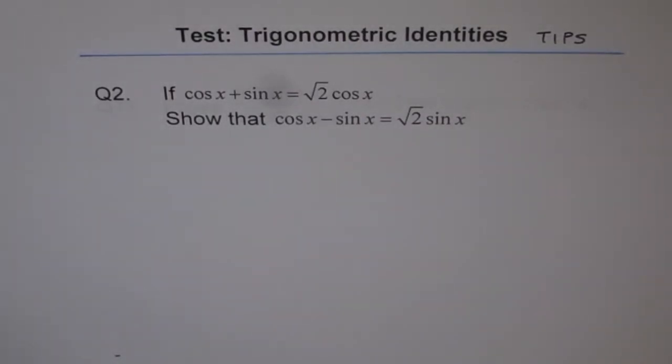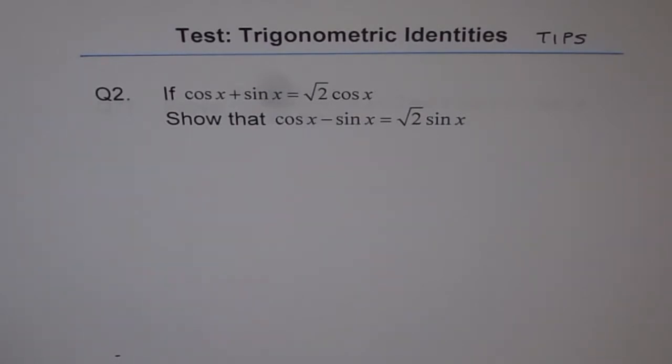Question 2. If cos x plus sin x equals square root 2 cos x, show that cos x minus sin x equals square root 2 sin x. Now that's a very beautiful question. Copy the question and try to solve it, and then look into my solution. Okay, it is an extremely good question. Now how are you going to solve this?